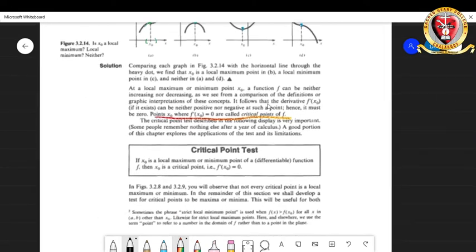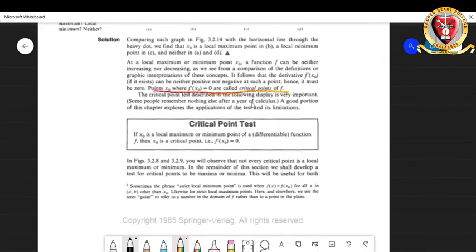And next goes the main definition of today's session, which is nothing but critical points of a function. Critical points of a function f are the points x0 where the derivative at x0 is equal to 0, that is, f dash of x0 is equal to 0. It is a very simple definition. And also there is a critical point test, which says that if x0 is a local maximum or minimum point of a differentiable function, then x0 will be a critical point, that is, f dash of x0 is equal to 0.